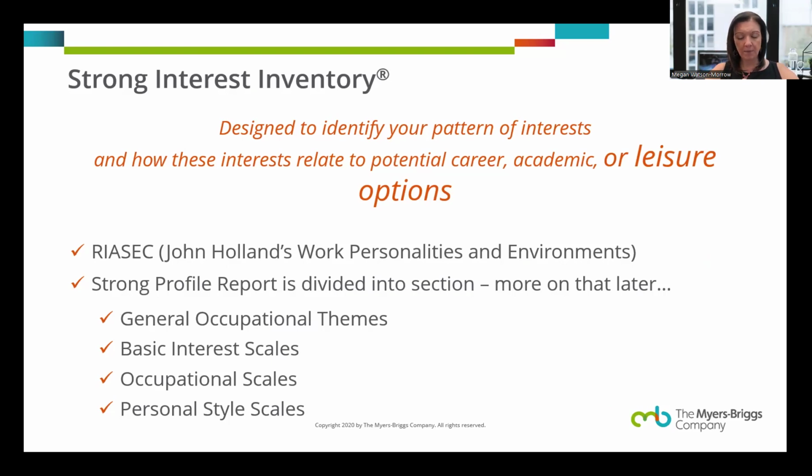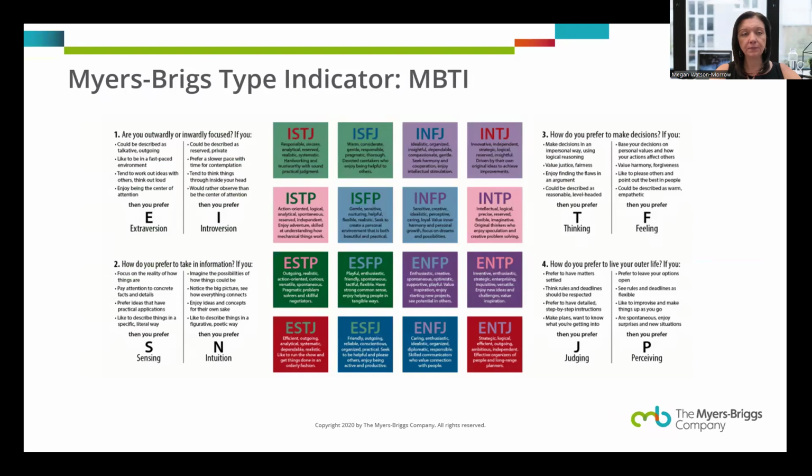But this is unique as far as it's looking at your interests, your skills, and your abilities as they relate to potential careers. So the four main things that we're going to look at are the general occupational themes, basic interest scales, occupational scales, and then personal style scales.